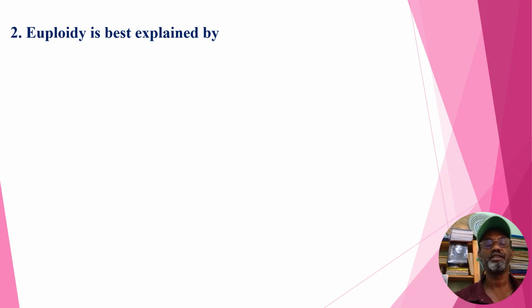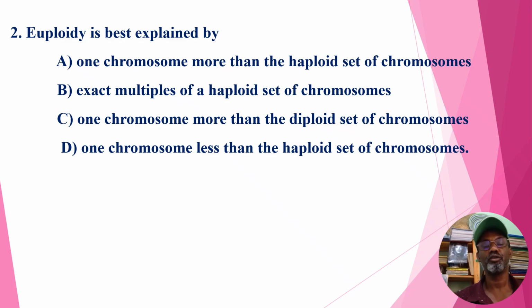Euploidy is best explained by: one chromosome more than the haploid set of chromosomes, or exact multiples of haploid set of chromosomes. Therefore, euploidy is cells having exact multiples of haploid set of chromosomes. The whole set is increasing, of course.